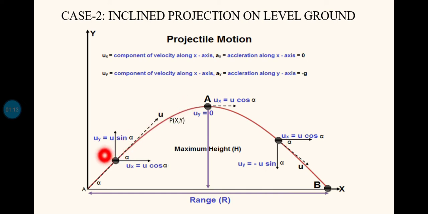Initially the velocity component along the vertical direction is u sin alpha, but once it reaches the maximum height point the velocity becomes 0, and again it has some velocity, and finally once hitting the ground it will again have some velocity. So let ux be the component of velocity along the x-axis and ax the acceleration along the x-axis, which is equal to 0. uy is the component of velocity along the y-axis, and ay the acceleration along the y-axis. As we know, the acceleration along the y-axis or the vertical direction is the acceleration due to gravity. If it is against the gravity then minus g, if it is towards the gravity then it is plus g.